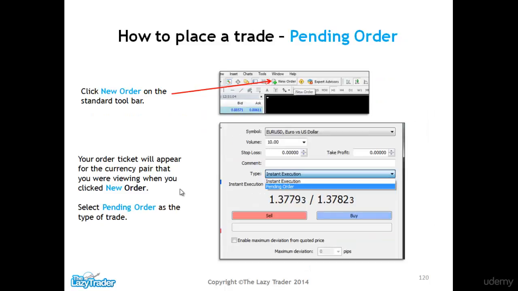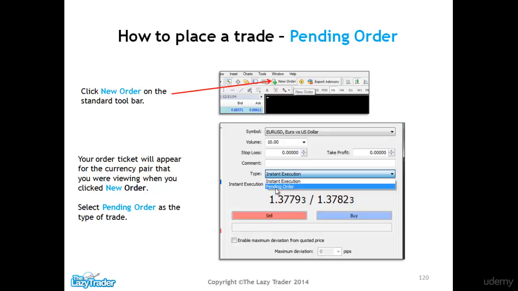So placing a pending order is pretty much the same as placing an instant execution order. We just go to the new order ticket at the top or right click on the currency pair and then select the order ticket and also the option to have a pending order like so. This will give us one other option compared to if it was an instant execution. The only difference will really be where we actually want to get into the market, what level we want to be in the market.